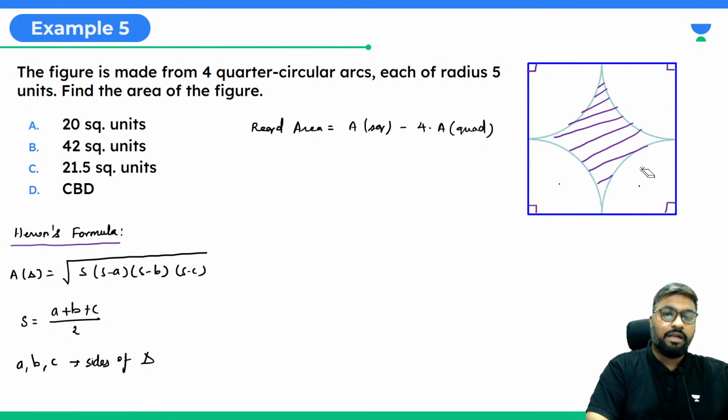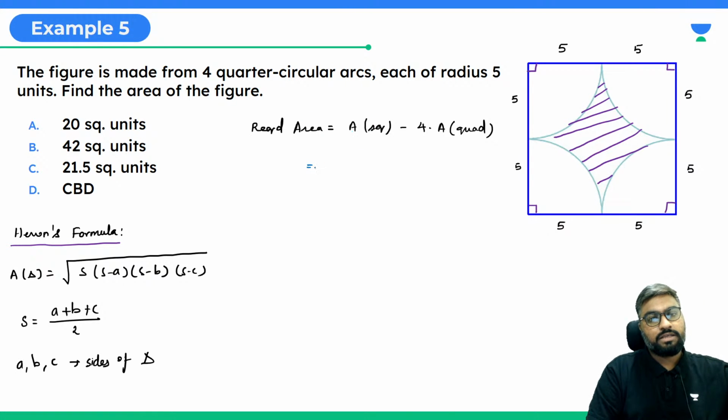And we can get the length of these because the radius is 5, so this is going to be radius 5 and 5, same way 5 and 5, so it's going to form a square of side 10. So area of the square is going to be 10 square, minus 4 into area of a quadrant, which is 1 by 4 pi r square. So 4 will get cancelled, r is 5, so 5 square.